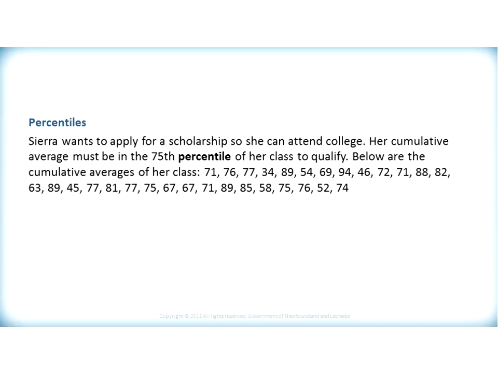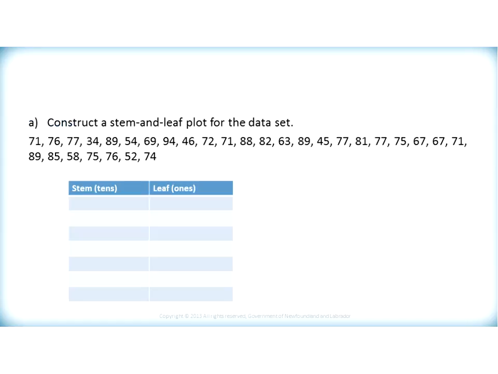So here's our example. Sierra wants to apply for a scholarship so she can attend college. Her cumulative average must be in the 75th percentile of her class to qualify. Below are the cumulative average scores of her class. So what we're going to want to start with is constructing a stem and leaf plot for the data set. I've included the data here.